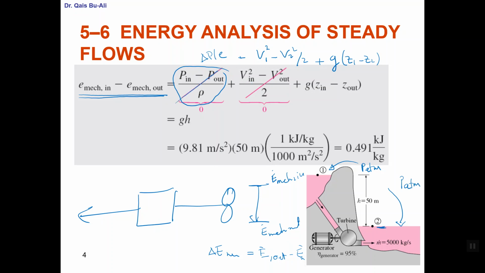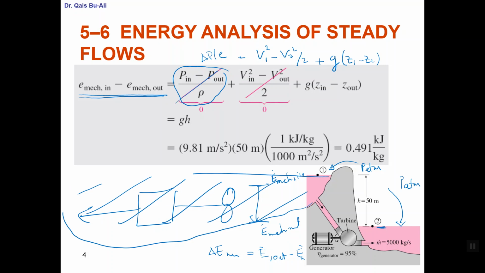Again, he set V1 or V in minus V out equal to 0. Why? Because this is a huge lake, so you can imagine it to extend all of this. So the velocity of the drop in the level is very small. And again, this is another huge part of the lake or the river or whatever, so the increase in the level is also very minute. So we can say that V1 is almost equal to 0, V2 is almost equal to 0. And here, as we said, P1 is equal to P2 is equal to P atmospheric.